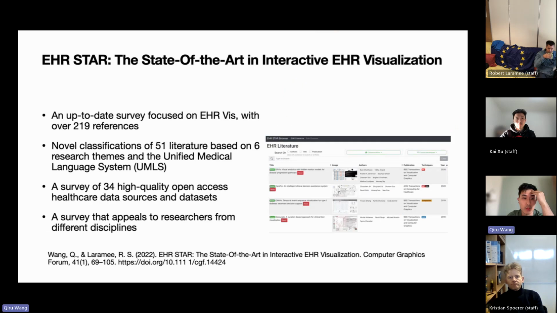So beginning with EHR STAR, which is an up-to-date survey focusing on EHR visualization. We conducted investigations over 100 papers and 8 previous surveys. And the contribution of this paper includes an up-to-date survey, a novel classification of literature, and a mini survey of open access EHR datasets. It also highlights future research directions and emerging opportunities.